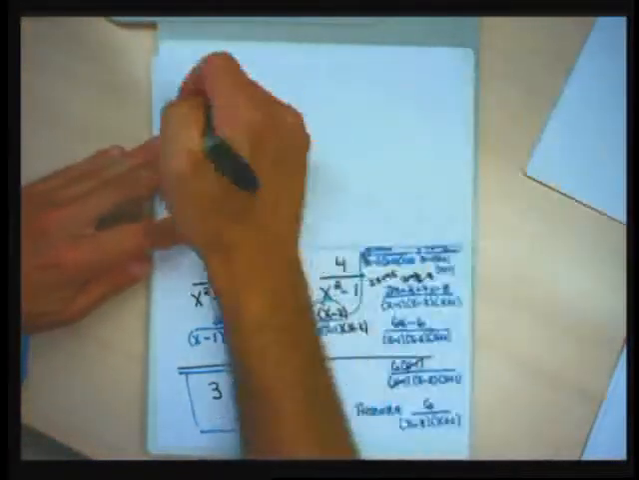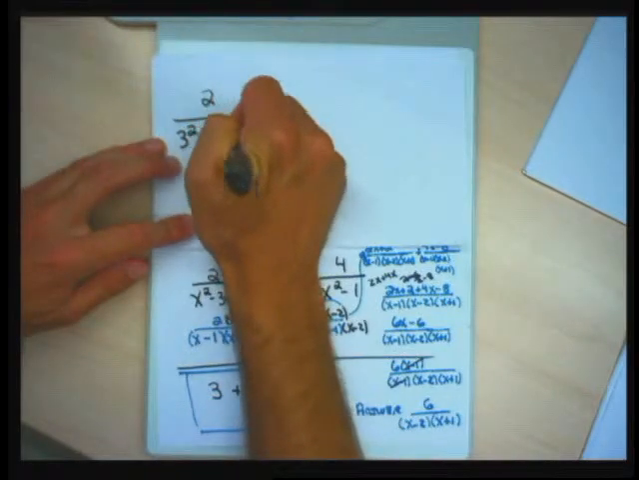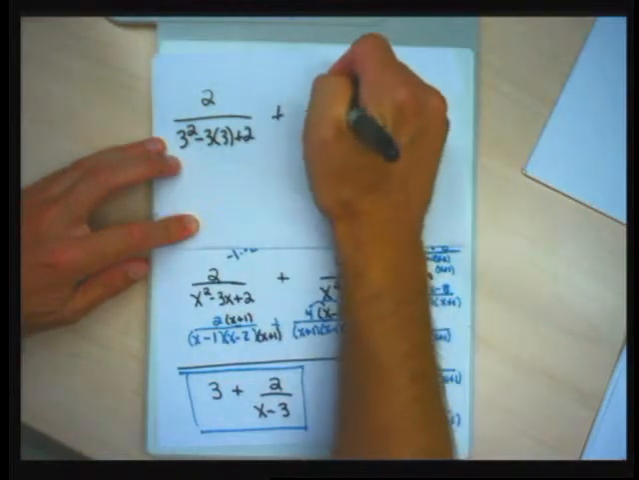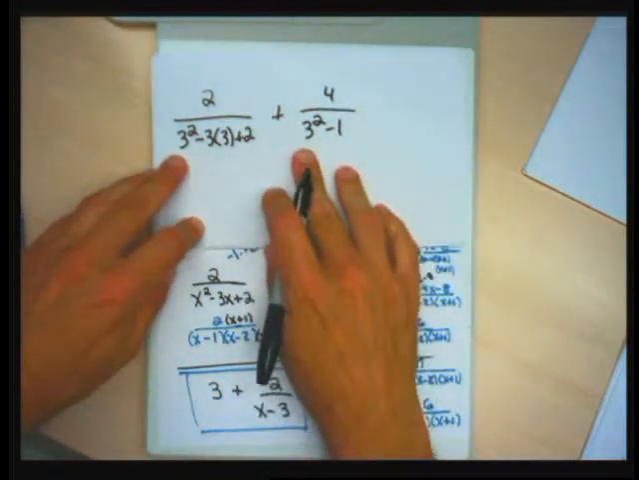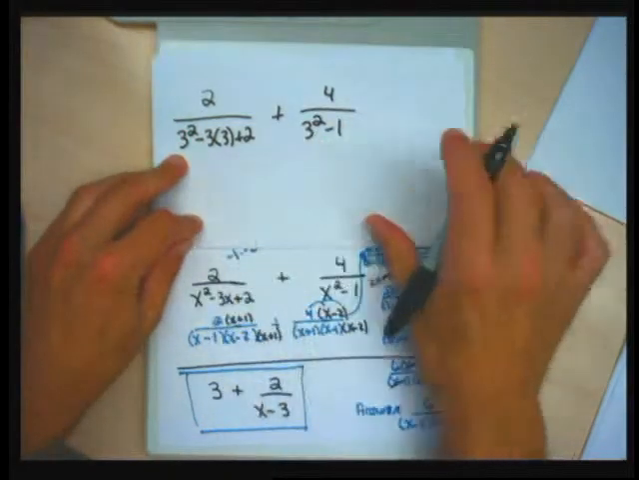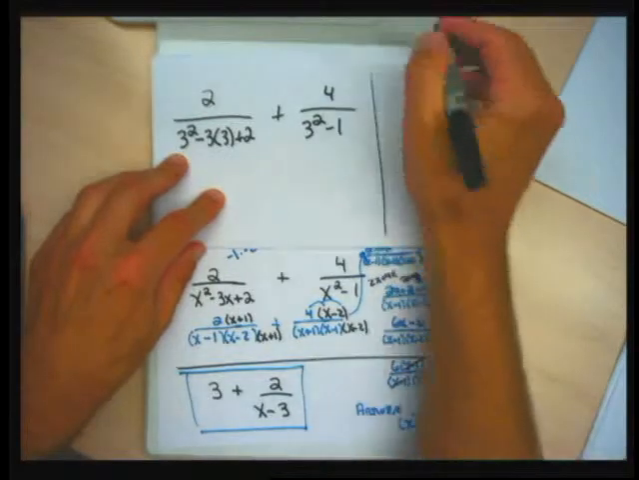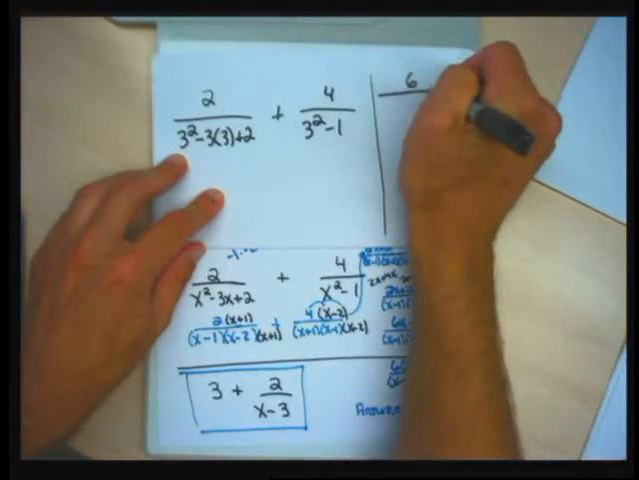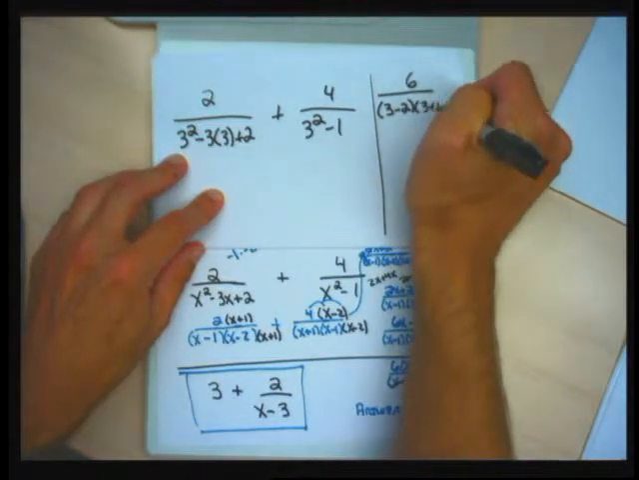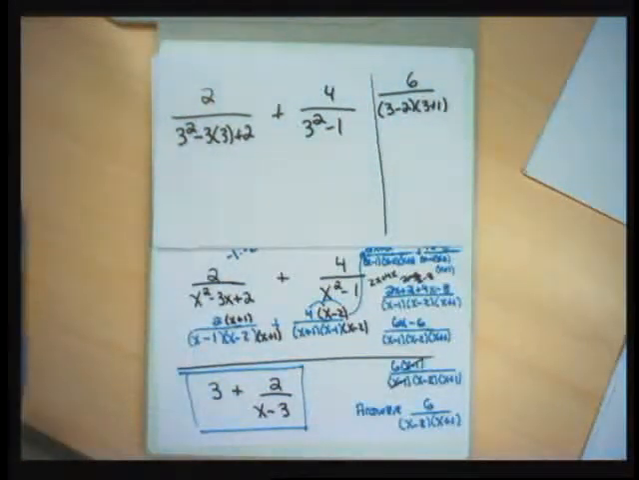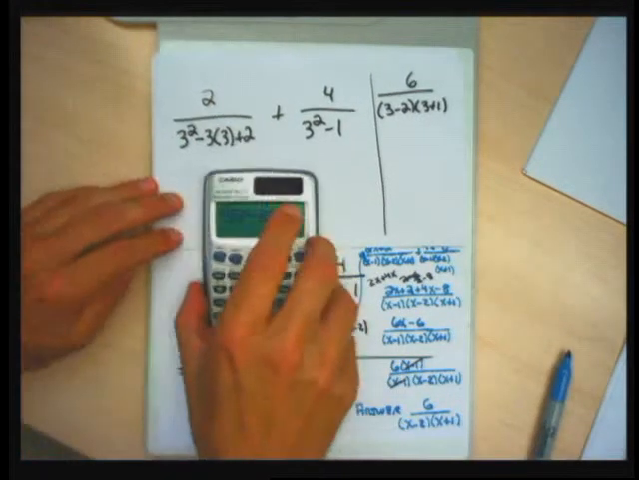I'm going to go 2 over 3 squared minus 3 times 3 plus 2 plus 4 over 3 squared minus 1. I don't need the parentheses with the 3 squareds, but I could have it. So that's one thing I'm going to do, plug 3 into the original problem, and I'm also going to plug 3 into the answer that I think is the right answer. So I'm going to go 6 over 3 minus 2 times 3 plus 1, and hopefully I get the same results for each. So let me do the first one. I'm going to do it on screen here.